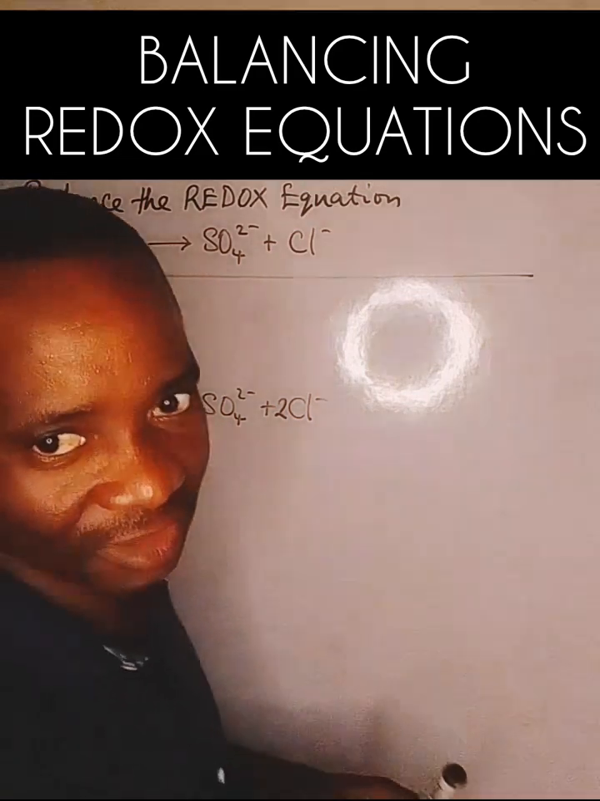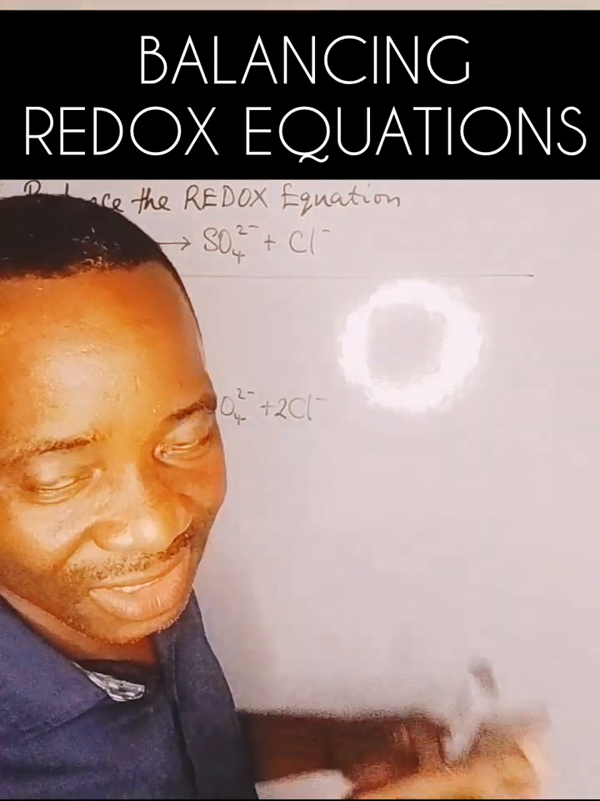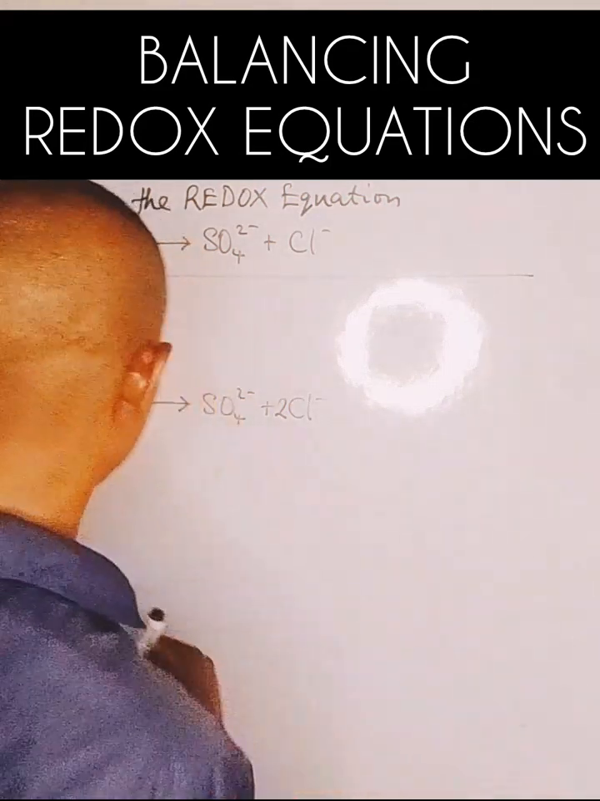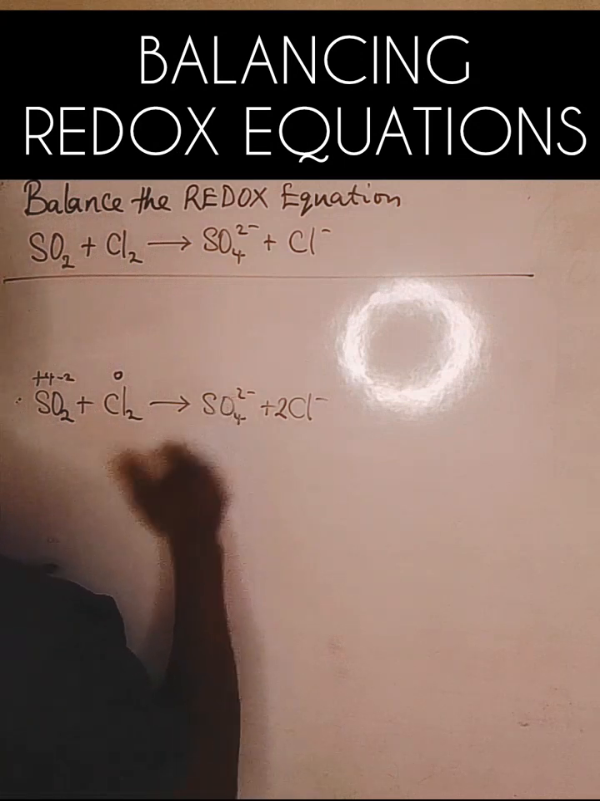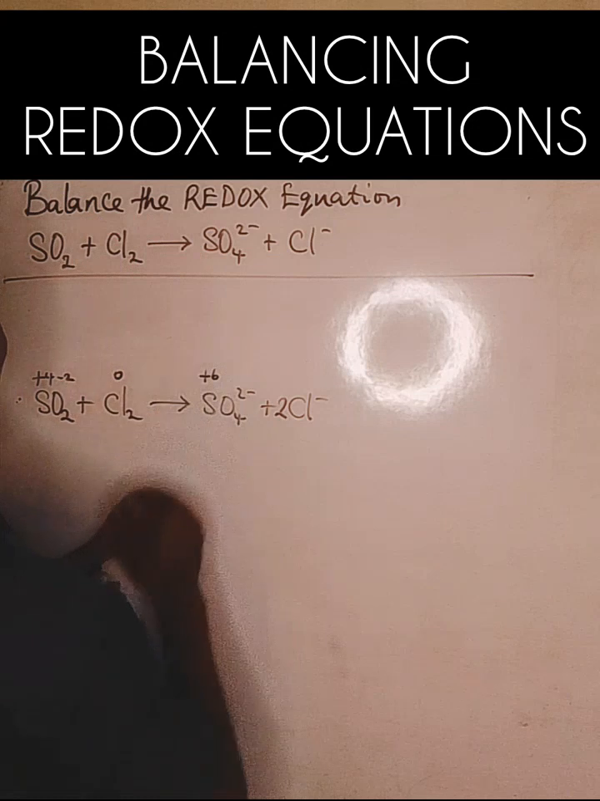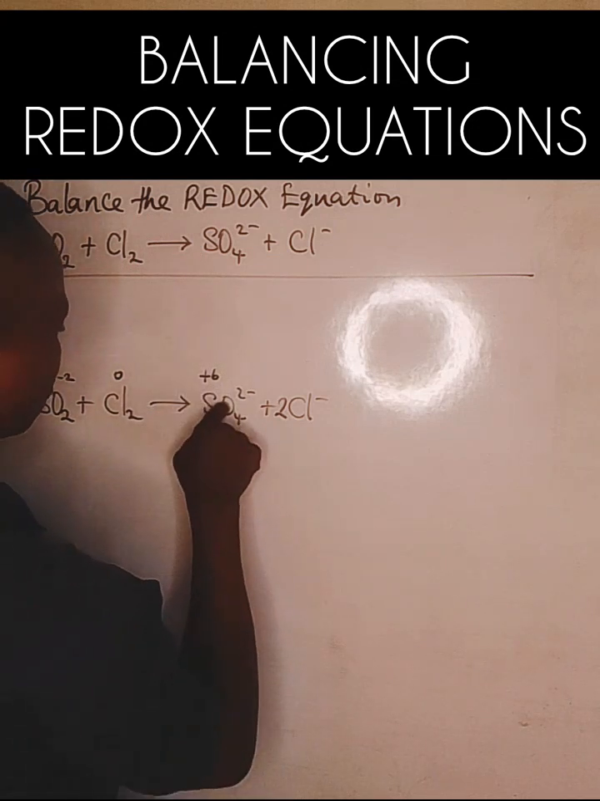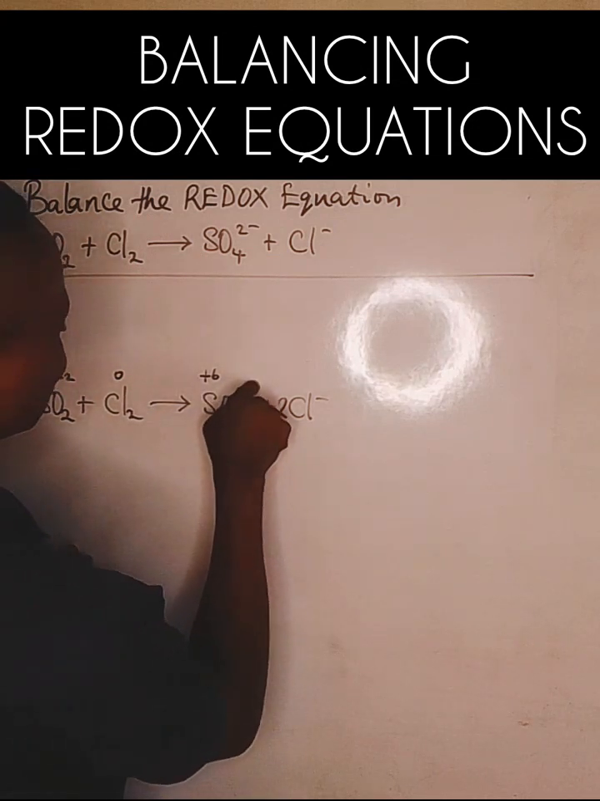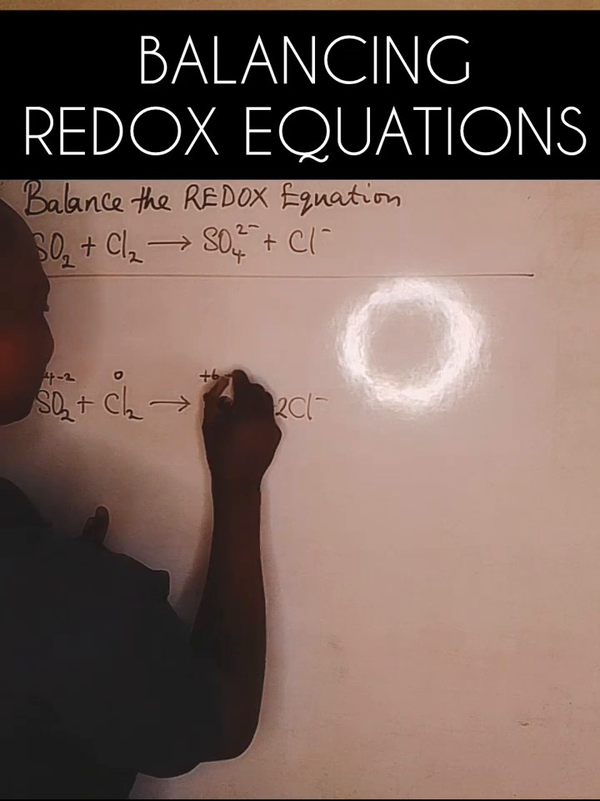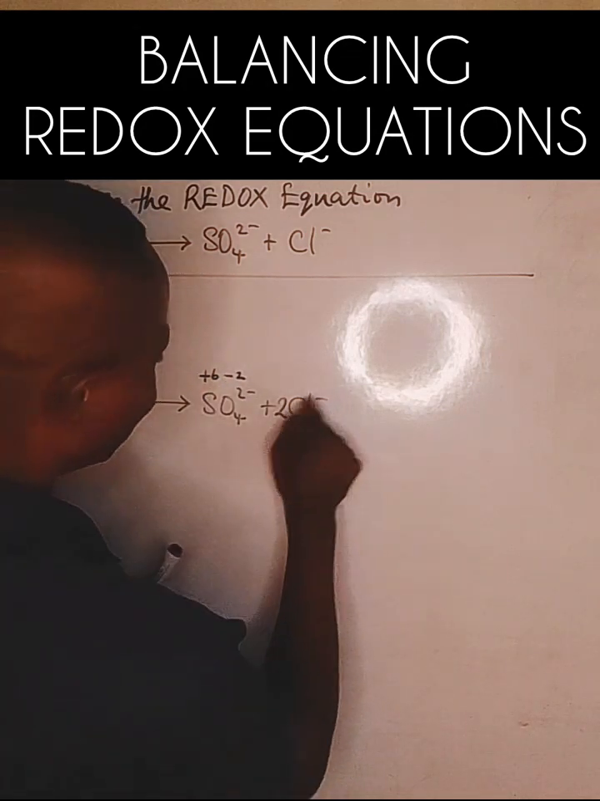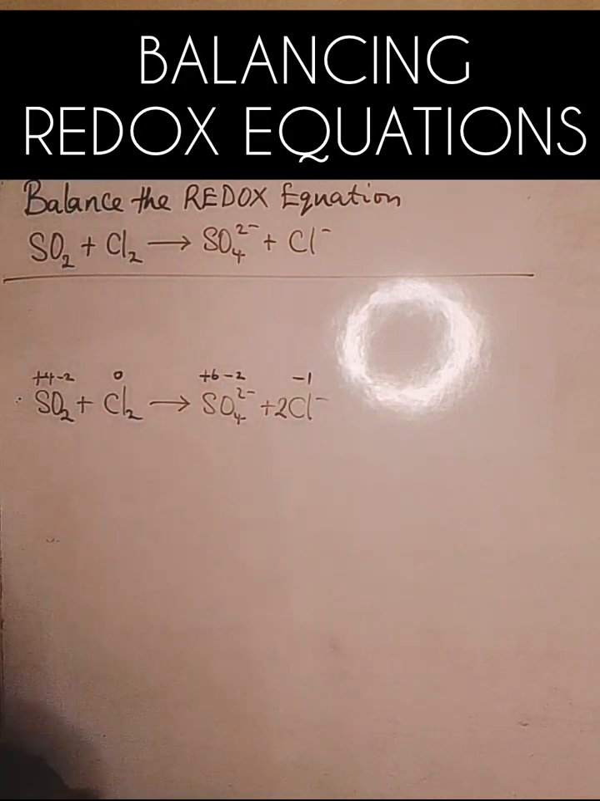Chlorine is a neutral molecule. The oxidation number of chlorine is always 0 in a neutral chlorine molecule, Cl2. So you write 0 here. This is tetraoxosulfate VI ion. So sulfur is +6 here, because 4 times 2 for oxygen, 8; 8 minus this charge, 8 minus 2, 6. Oxygen here is still -2. Chlorine here, look at the charge, -1. So the oxidation number is -1.